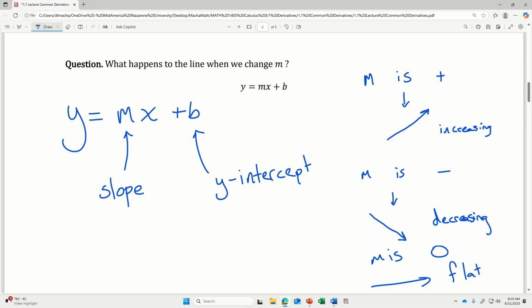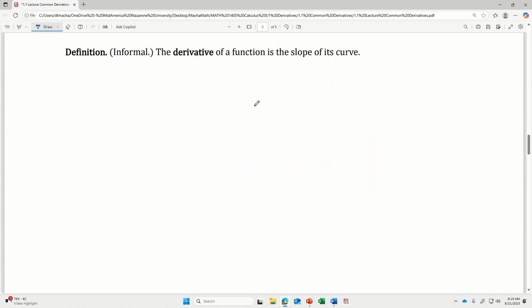If m is a large number, that means the slope is more steep. If m is a very small number or close to 0, that means it's closer to being flat, and so it's not very steep. And so our informal definition of the derivative, like I said, at the end of the semester, we'll give you a very formal, very precise mathematical definition. But for right now, our working definition that we're going to use informally is to say that the derivative of a function is the slope of its curve.